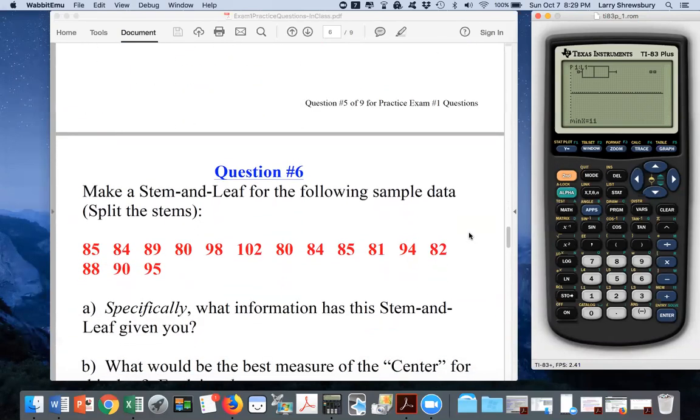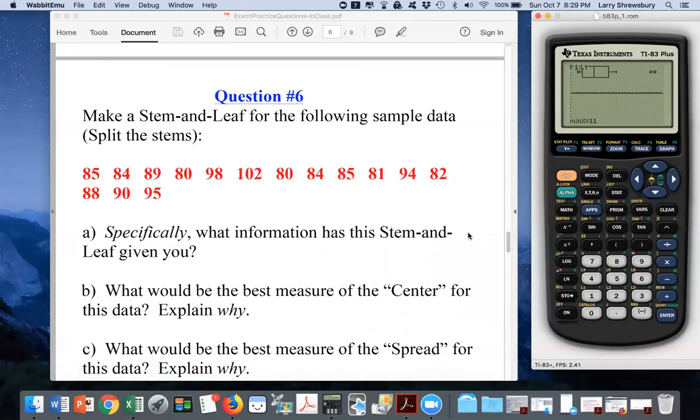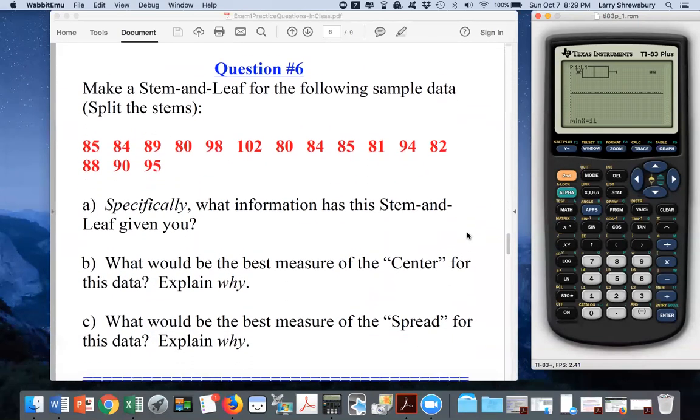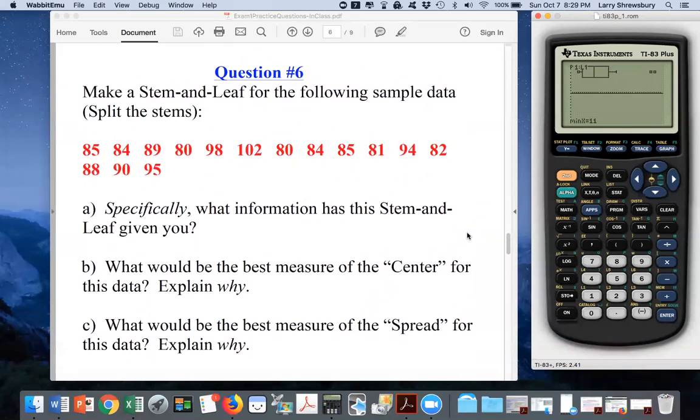All right, now you've done it once before, but let's make sure you can do it. This time you get to split the stems. Like we said, we will tell you what to do. You just do what we tell you. So split the stems this time. Now you don't have to put the leaves in order, but you'll find it's easier if you do. But I'll leave that up to you.